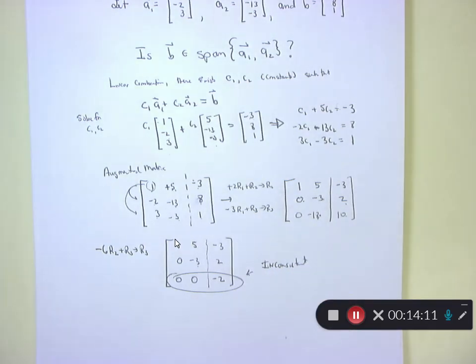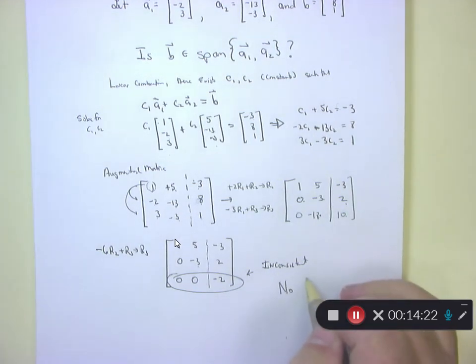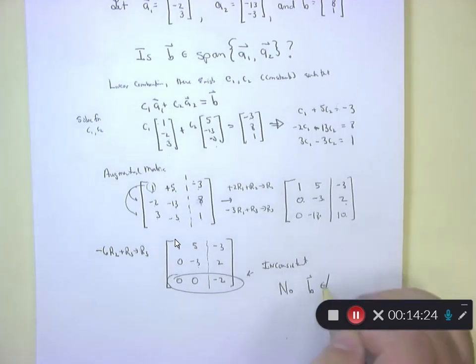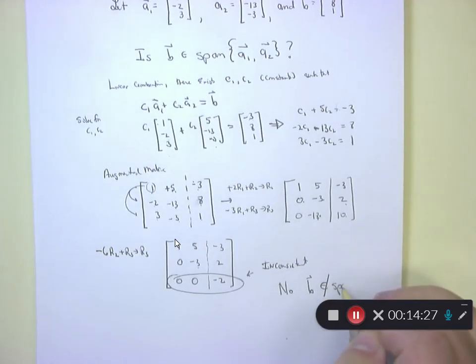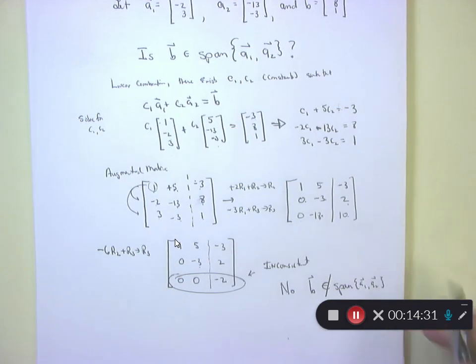What does that mean? Now let's go back and answer the question. Is the vector B in the span of vector A1 and A2? No. Means no. B is not in the span, means element not. Okay, not in the span of vector A1 and vector A2.